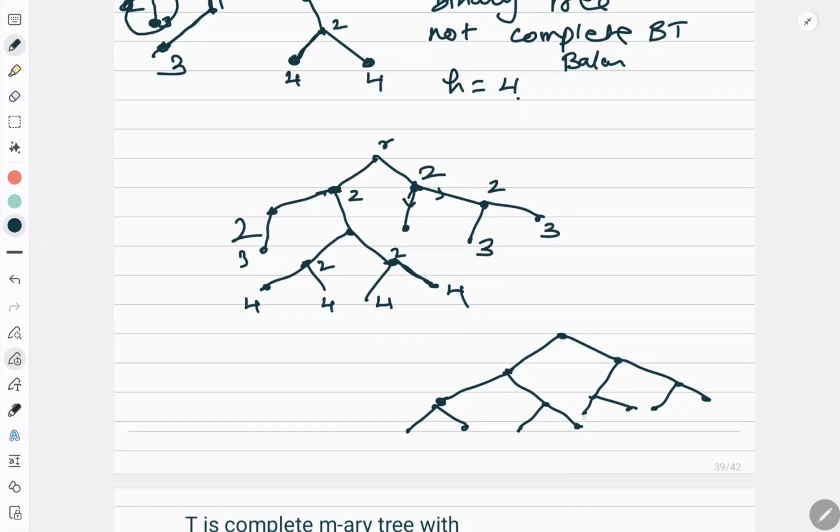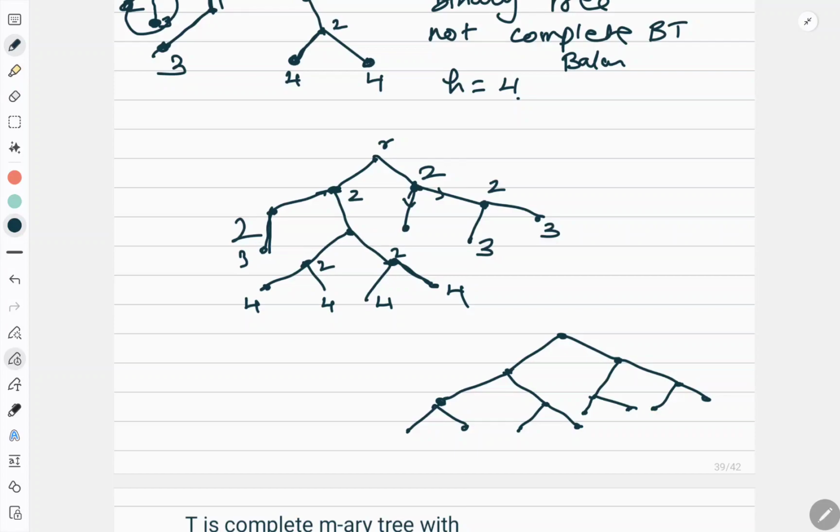So this is full binary, because all leaves are at the level of H. This is not full binary even if I extend this, because for full binary, all leaves should be at the same level of H. Correct? So this is full binary. Right? So these were the basic terms.